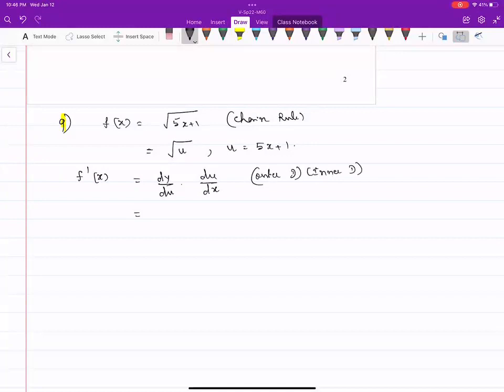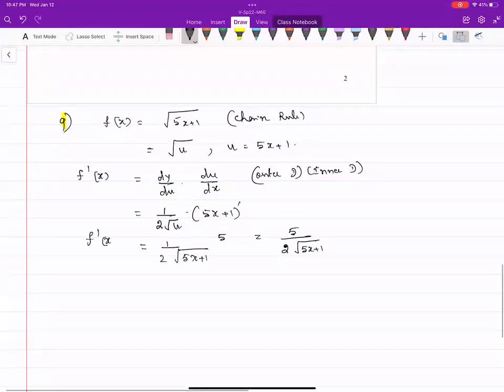So dy by du is the derivative of the square root of u. When you differentiate, it becomes 1 over 2 square root of u. Then du by dx is the derivative of 5x plus 1. 1 over 2 square root of u is 1 over 2 square root of 5x plus 1. Then the derivative of 5x plus 1 is just 5. Derivative of 5x is 5. Derivative of 1 is 0. So that leaves us with 5 over 2 square root of 5x plus 1. That is f prime x.